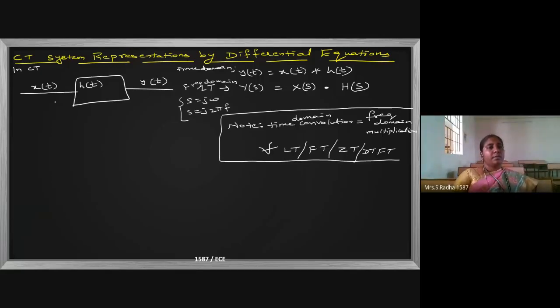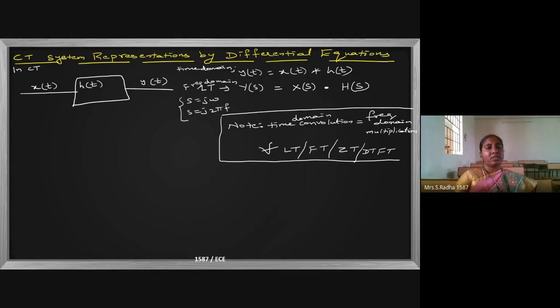In continuous time, we have taken a system. Input is represented by x of t, output is represented by y of t. We have written convolution in the time domain. When you apply any transform, it becomes multiplication. Convolution will become multiplication in the frequency domain. So time domain convolution is equal to frequency domain multiplication.